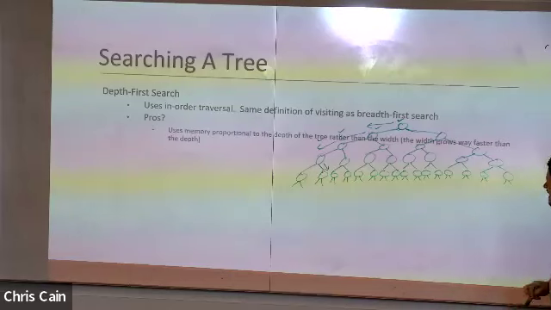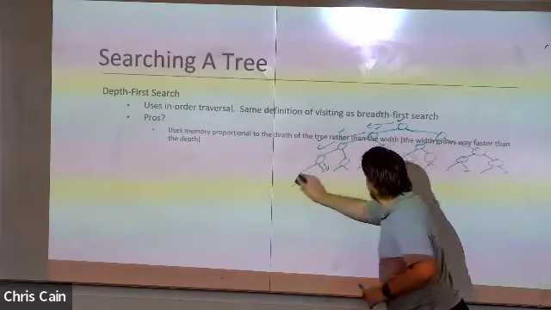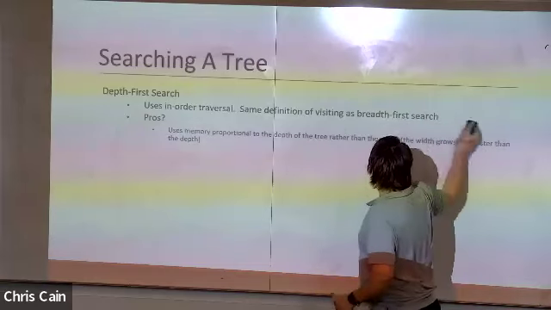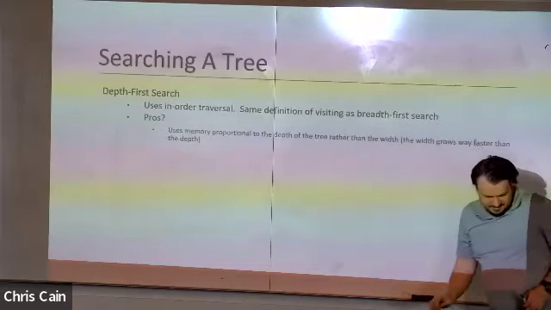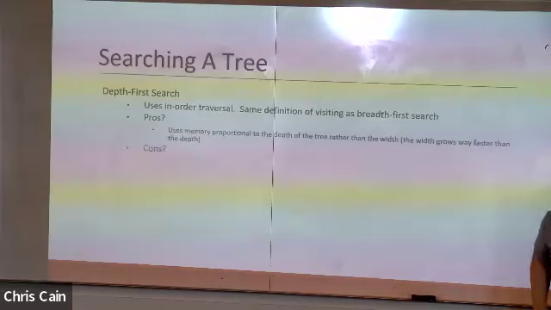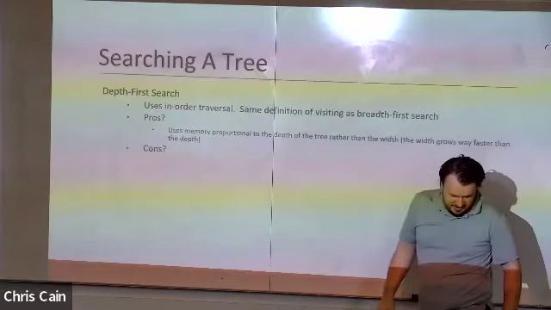So the big pro we have is that memory is proportional to the depth of the tree rather than the width of the tree. And the width is going to be growing so much faster than the depth is for any large tree structure. What about cons? What are some of the cons of depth first search compared to breadth first search?